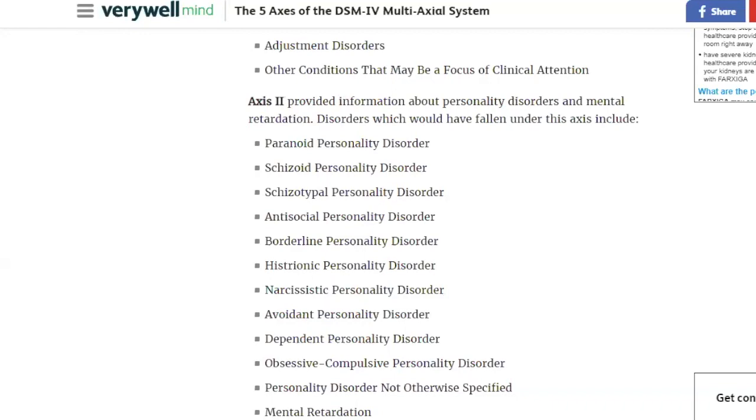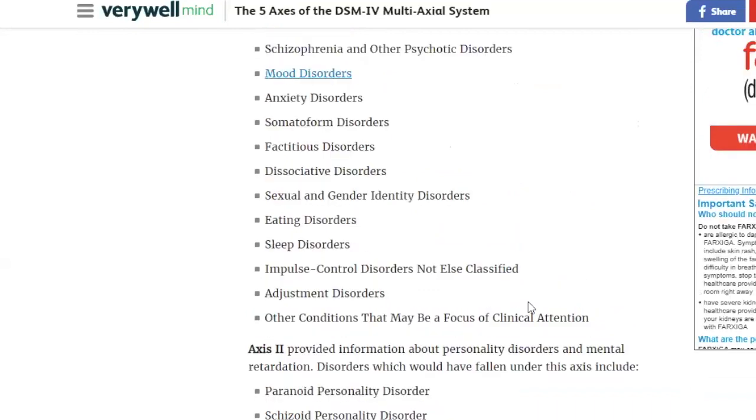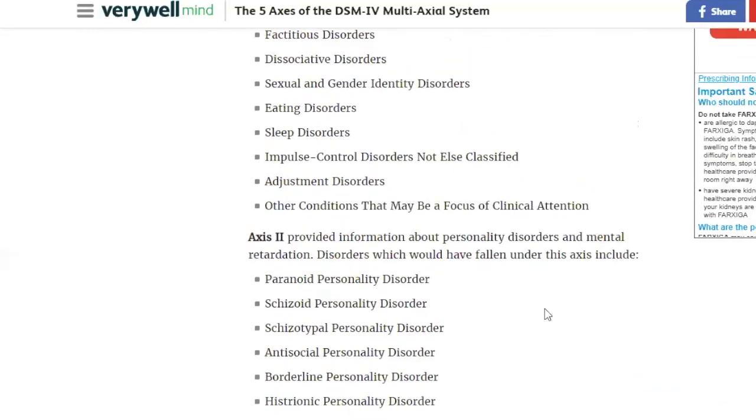Okay? So when we used to have Axis 1 and Axis 2, it was awesome because you could kind of differentiate. Like, these are the things that we're gonna work on to try to diminish, get rid of the symptoms. With Axis 2, we're gonna work on you. We're gonna work on the individual. Okay? So now let's get back into the actual lecture.